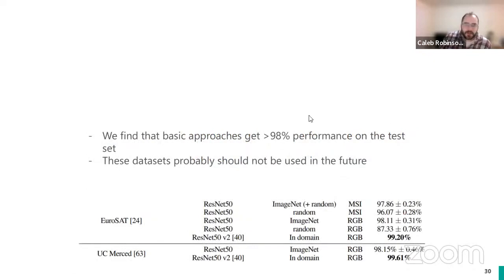And then on other data sets, we find that even the basic approaches are getting very close to perfect. And the recommendation here is that you probably shouldn't use these types of data sets to benchmark methods in the future, as you can't really discriminate well between the different methods, because every method, or even simple methods, is performing well. So here on EuroSAT, ResNet 50 pre-trained on ImageNet is getting you 98.11 accuracy, and state-of-the-art is 99.2. On UC Merced, similar story. State-of-the-art is 99.6. A very simple method gets you above 98.